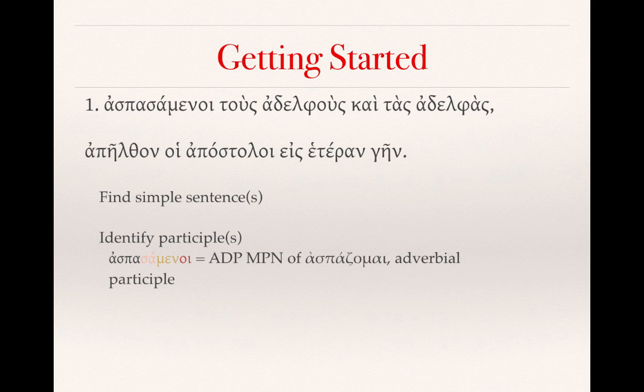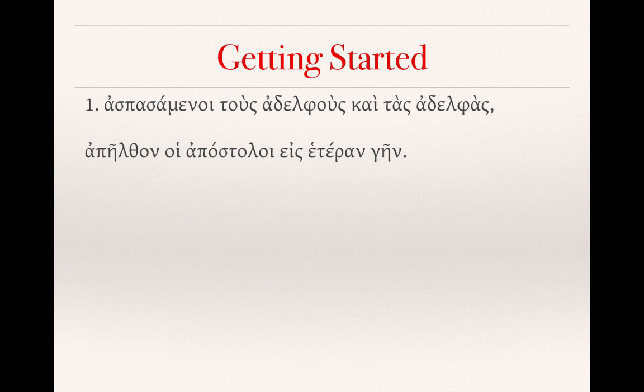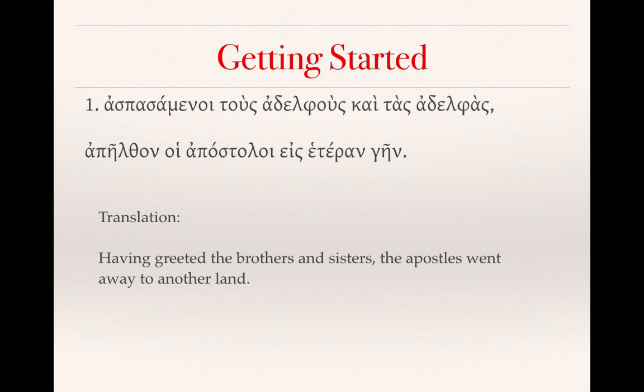And so in this case, we have an adverbial participle. There is no definite article in front of it. And so that gives us enough information to go about translating the sentence. And so here we are with a translation. Having greeted the brothers and sisters, the apostles went away to another land.